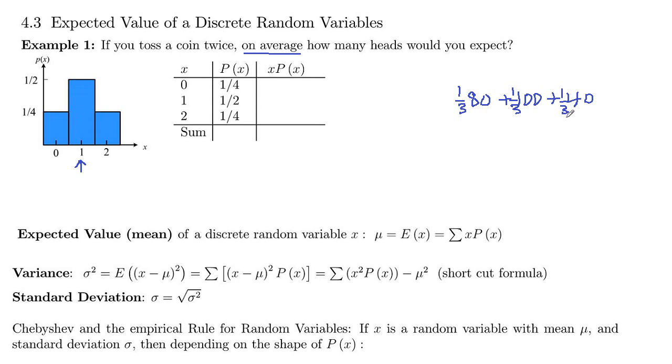Actually, maybe I should put it on the other side here. So 80 times 1/3, 100 times 1/3, and 40 times 1/3. So we multiplied the score by the weighting.